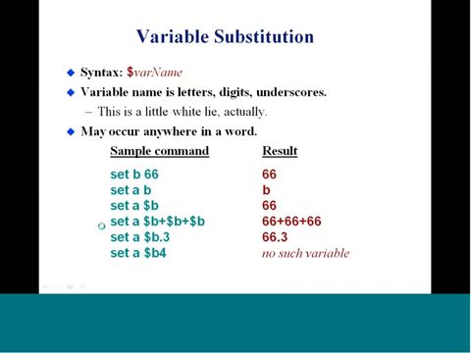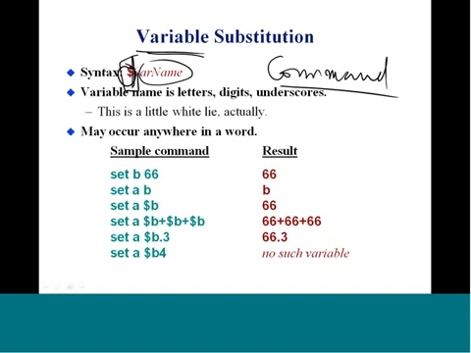Now we come to variable substitution. There are two main topics in Tcl that you want to understand, and once you understand those two concepts, life will be pretty much easier. Number one is variable substitution. Number two is command substitution, which we will talk about in a later slide. But right now, let's talk about variable substitution. The syntax is a dollar followed by the variable name. The dollar is what tells Tcl that this is a variable and that it will substitute its real value. And the variable name can be letters, digits, and underscores.